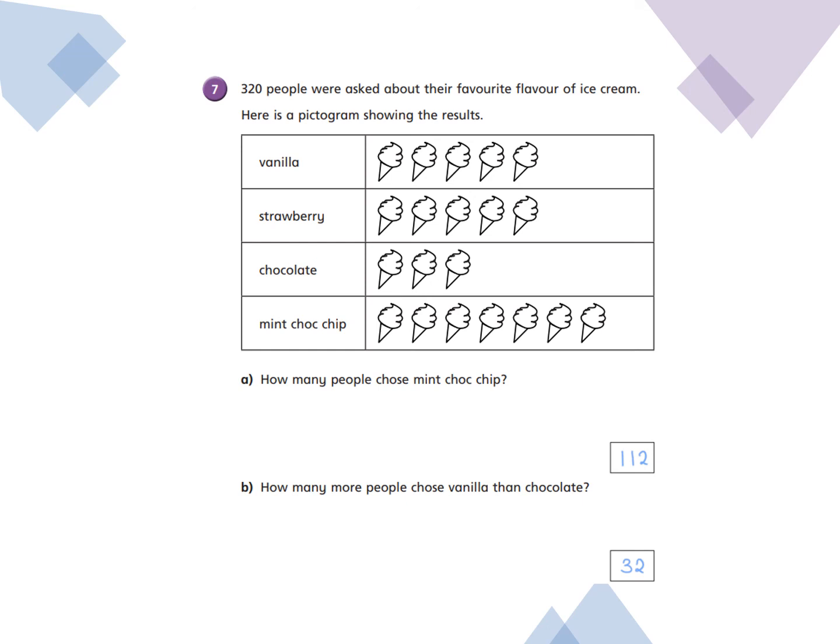Okay, for question B, you had to work out how many people selected vanilla, which is 80, and you had to work out that 48 people chose chocolate. And the difference between those amounts is 32. Hopefully that has made sense and you've got a clear understanding.